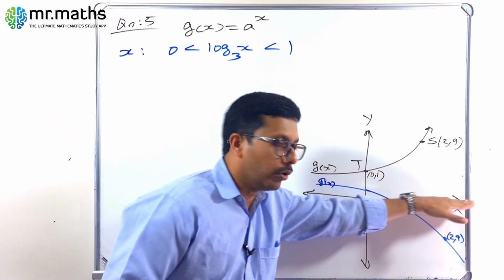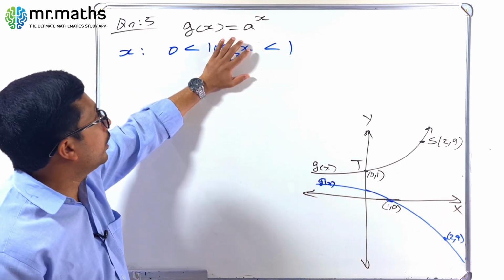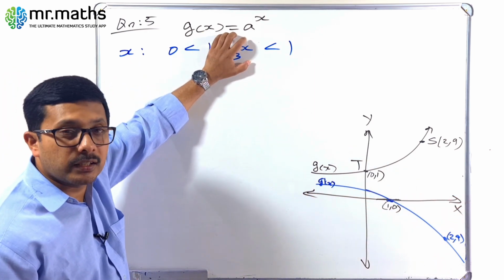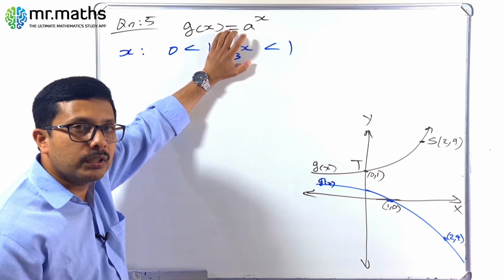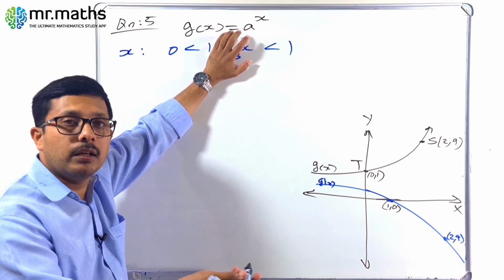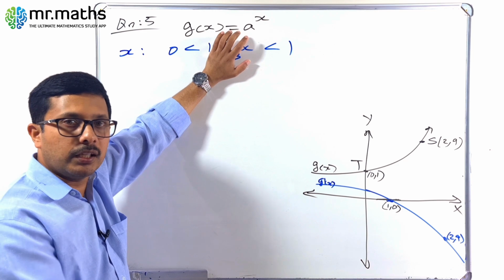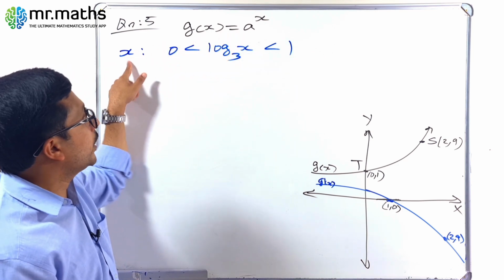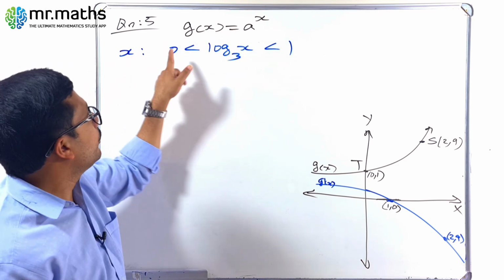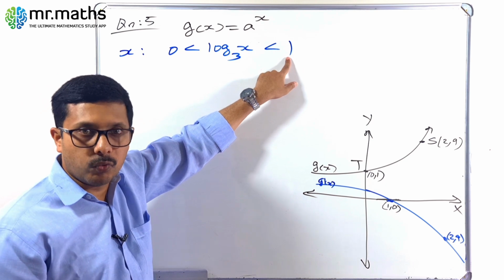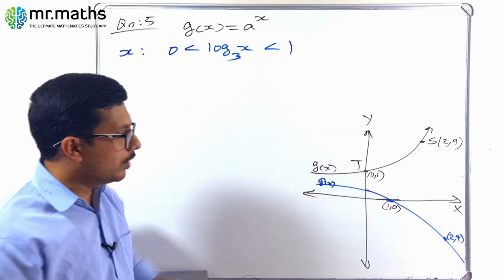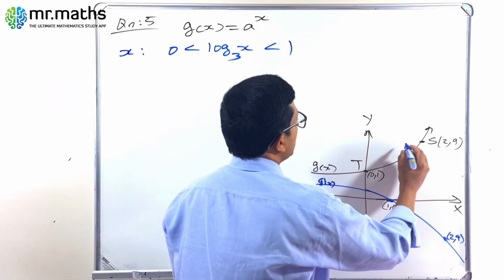You have to find the values of x where this is y. Do you agree? Because this is a logarithmic function, y. So you have to find the values of x where y is between 0 and 1. Am I right? Okay, so what is the equation of this one?